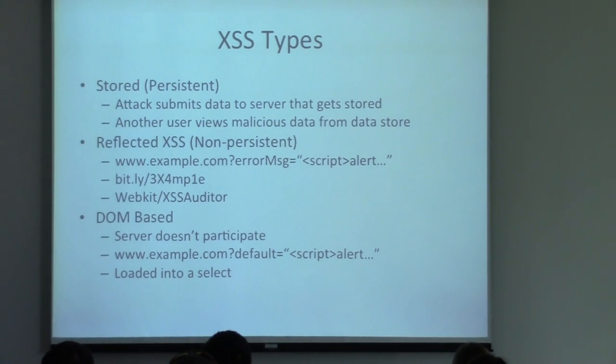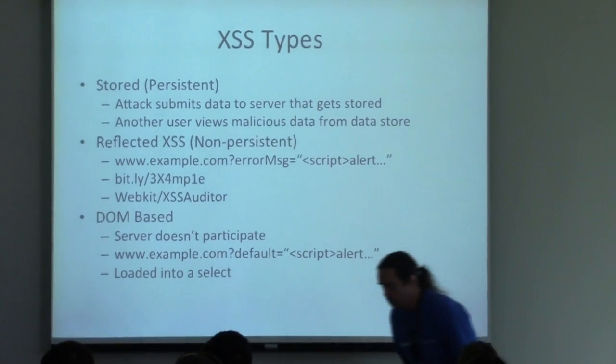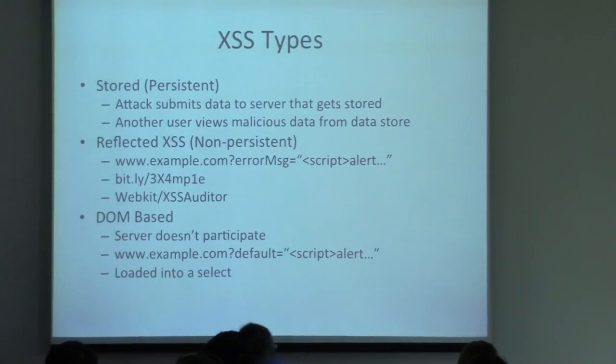And then the last type is DOM-based. In this example, the server doesn't actually participate. So the client will ask for example.com with a default query string with an XSS injection, but the server doesn't actually handle it. It's all done on the client side, so the client side will use window.location and grab the query string and do something with it, like put it into the DOM itself, but the server doesn't really play with it at all. This is all done on the client side.